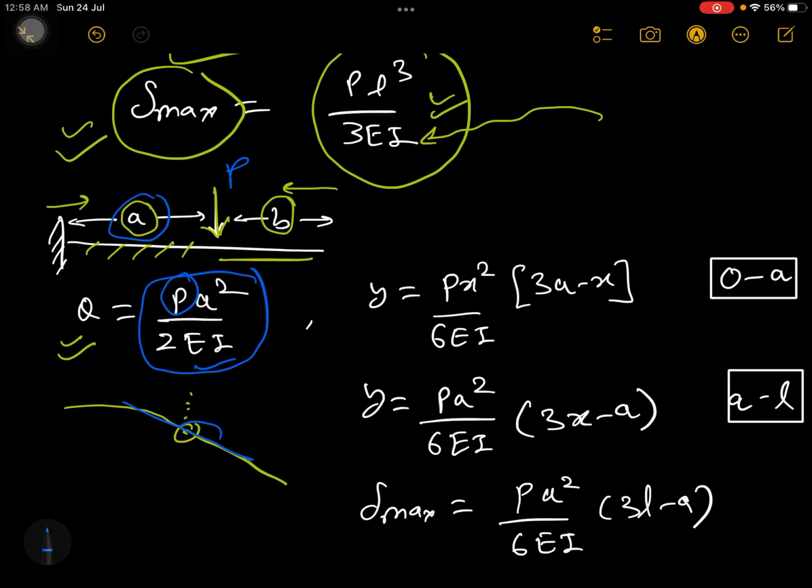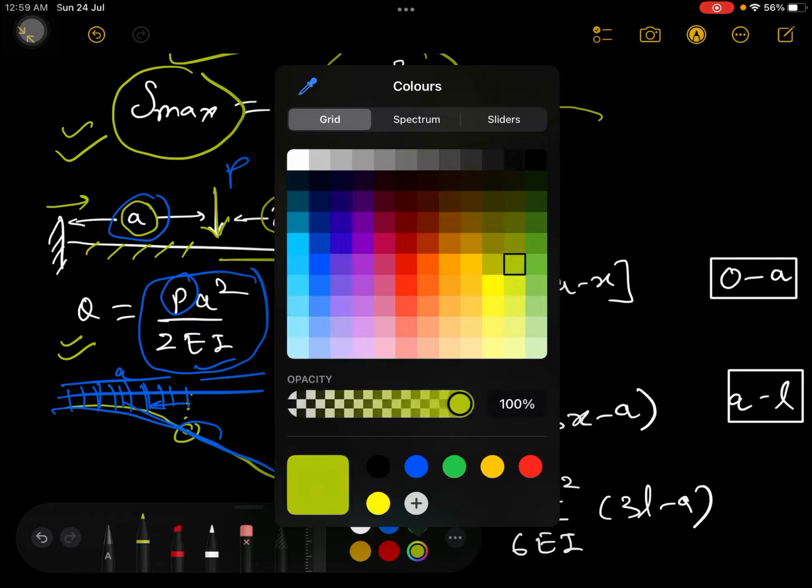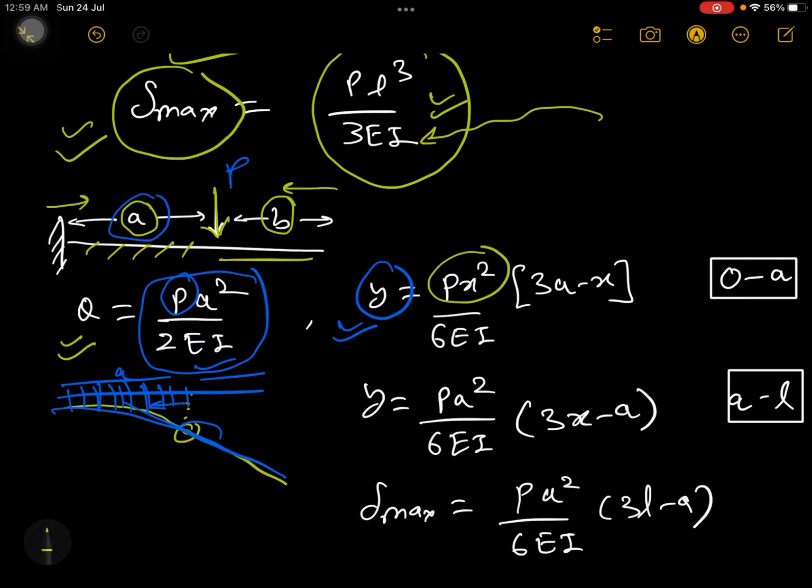Okay, but suppose you want to find out deflection. Suppose this was the beam and it is deflected like this. So this length is A and this length is B. Anywhere inside, if you want to find out the deflection here, then you will be using this formula of deflection: y is equal to Px square by 6EI, times 3A minus x. You use 3A minus x when you are calculating the deflection somewhere on this side.